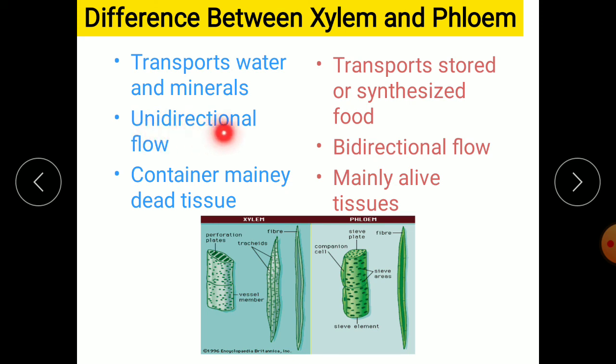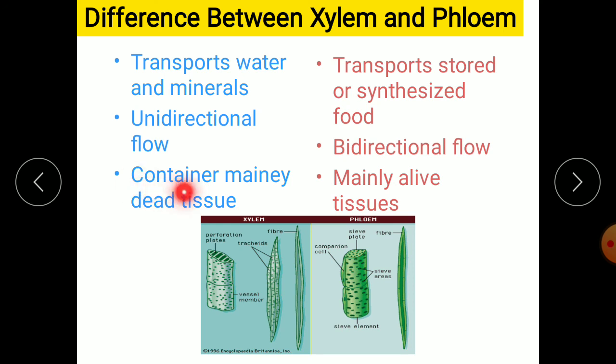The flow in xylem, the transportation of water and minerals, is unidirectional. It takes place in only one direction, from the roots to the upper parts of the body, while the transportation of food, that is translocation, is bidirectional. It takes place from leaves to the needy parts or storage sites, and again at the time of need the food is translocated from the storage sites to the other needy parts.